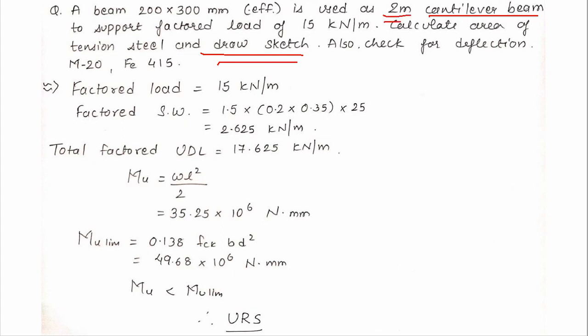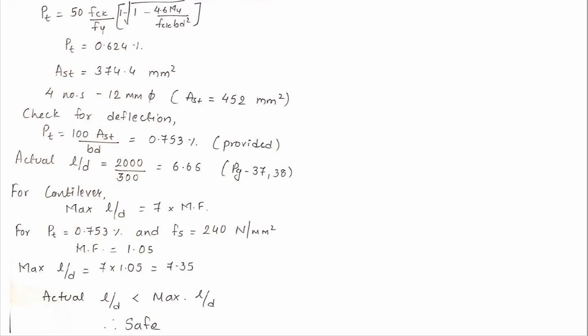The main thing here to focus on is the zoning, that is, the tension zone and compression zone. The answer that we got was 4 numbers of bars of 12 mm. This we have proved in the last lecture. So now we will be seeing the diagram or the sketch of it.